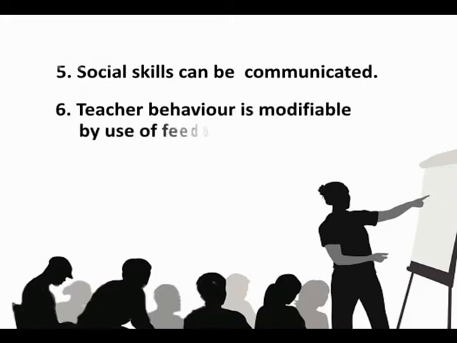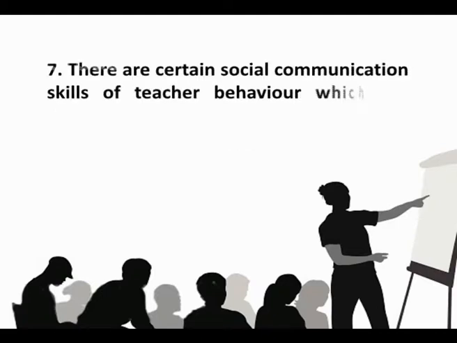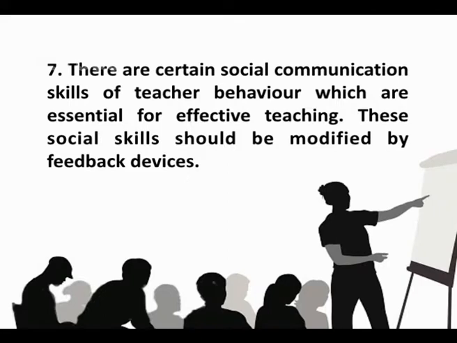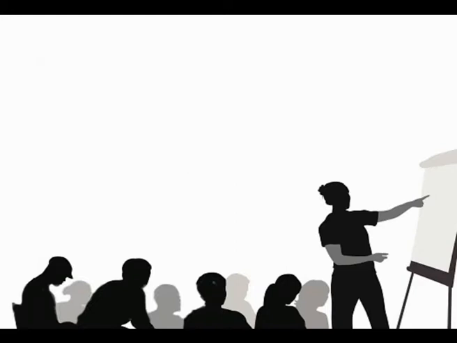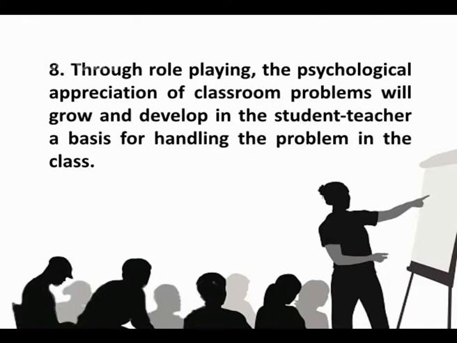Number 6, teacher behavior is modifiable by use of feedback devices. Number 7, there are certain social communication skills of teacher behavior which are essential for effective teaching. These social skills should be modified by feedback devices. Number 8, through role-playing, the psychological appreciation of classroom problems will grow and develop in the student teacher, a basis for handling the problems in the class.